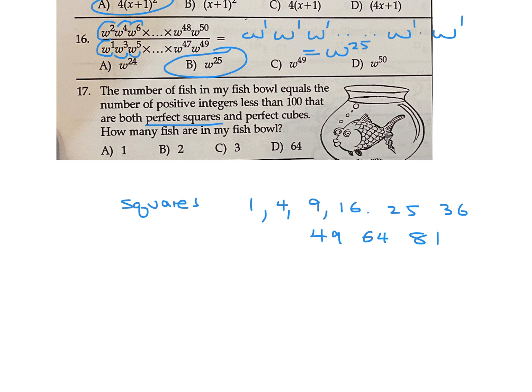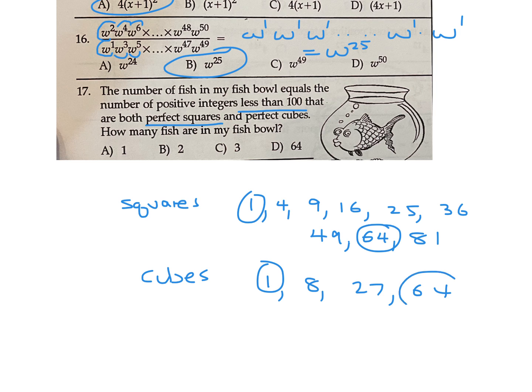So those are the perfect squares. Now cubes, it'd be a shorter list. It would be 1, 8, 27, 64, and that's it, because it's got to be less than 100. So now we want something that's in both lists. The 1 is in both lists, and anything else? 64. So only two positive numbers are both squares and cubes that are less than 100. So therefore number 17, the answer would be B.